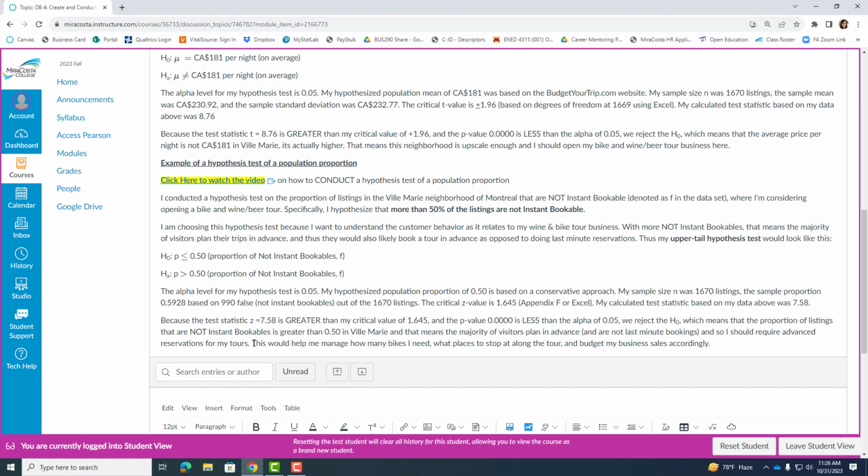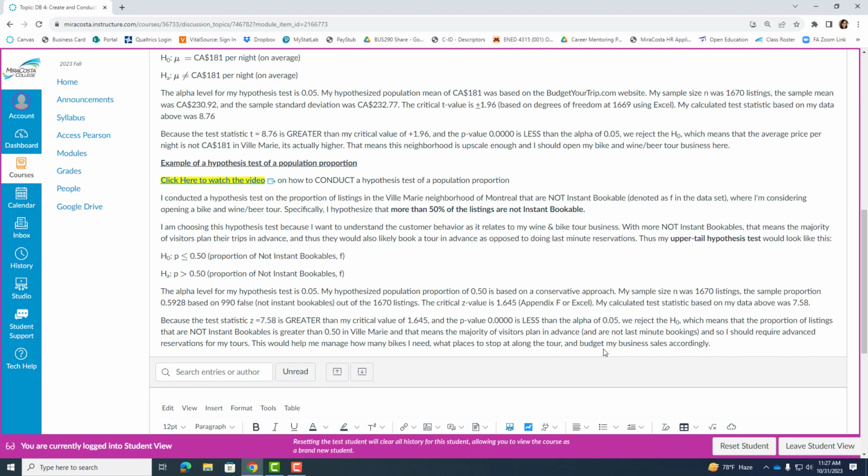So this is great because this is going to help me manage how many bikes I need if I have all the reservations in advance. I can plan accordingly on the stops along my tour and work with those different businesses to schedule them when I need to because I know the dates and I know the group sizes already. And then I can also budget my business sales because I'll have an idea of how many tours I'm doing any given week and who's in it and the size. So this is great for planning purposes.